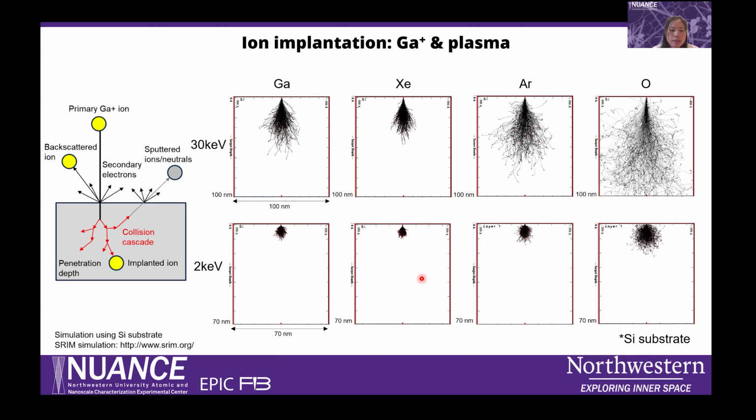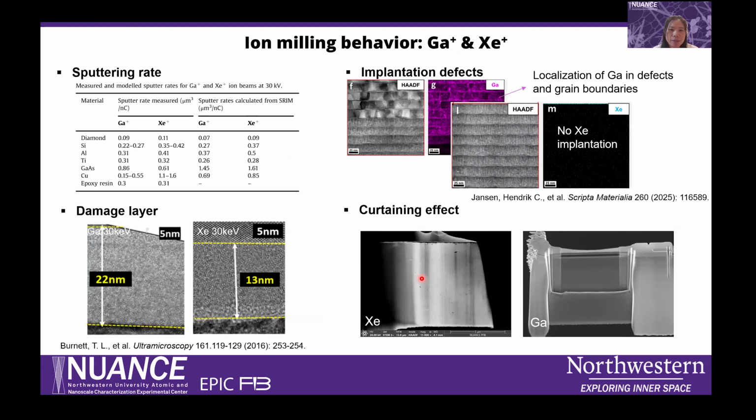So these differences explain why there are some differences in ion milling behavior. For the sputtering rate, even with a similar current, the gallium shows a lower sputter rate than the xenon because the xenon has a higher weight, and it also causes a larger damage layer compared to the gallium, as we explained for the implantation depth.